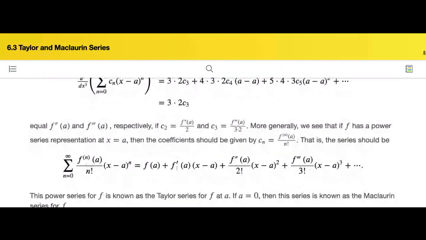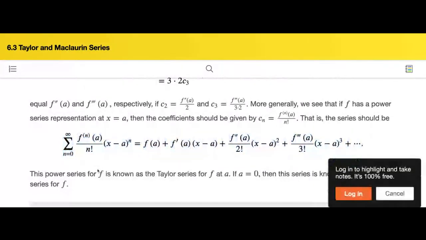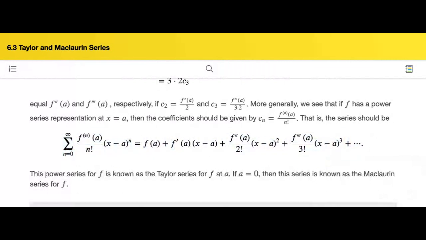So that means the coefficient Cn can be represented as a derivative: f raised to the n of a, divided by n factorial. You see, the constant term C0 is just f of a, C1 is just f prime of a times (x minus a), and C2 equals f double prime of a divided by 2 factorial. So on and so forth.